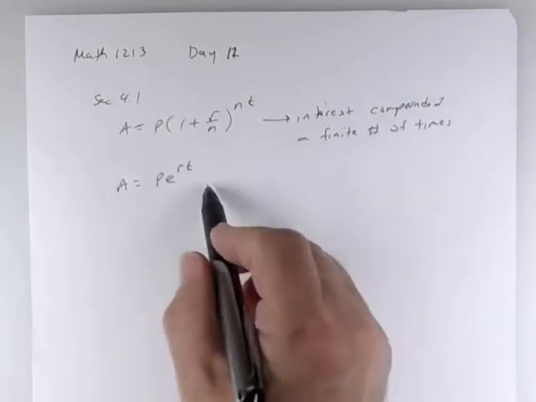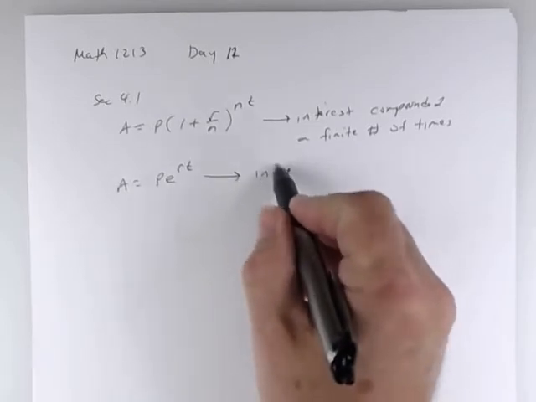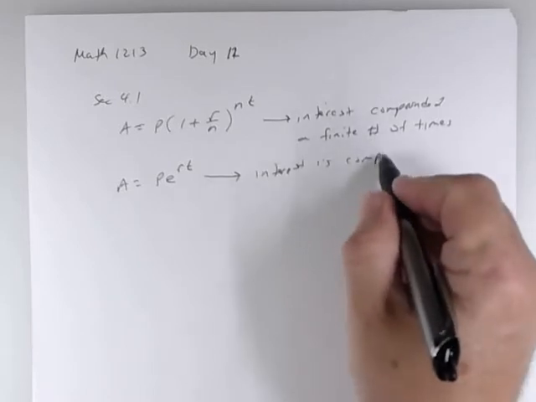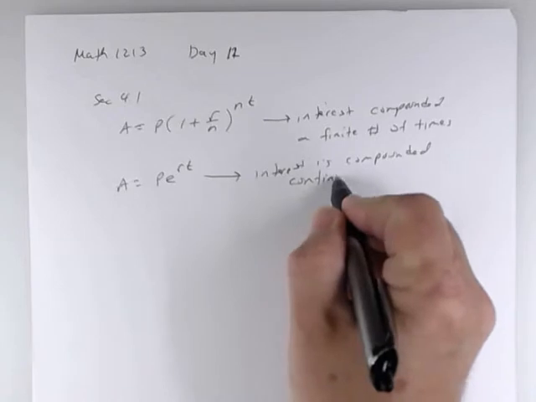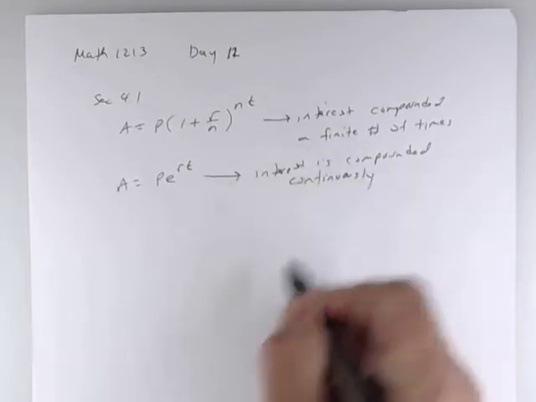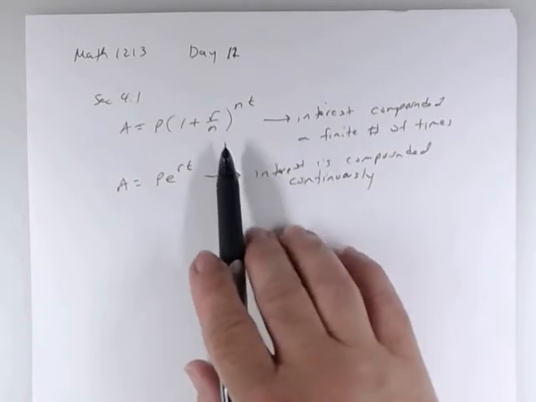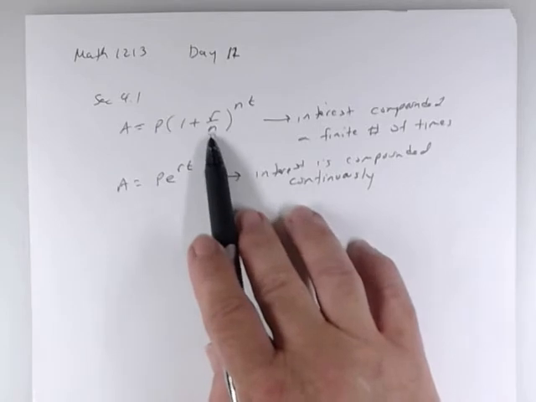And when you use this one, when the interest is what? It must say what words? Continuously, yeah. All right. So this one is compounded a finite number of times, hence the letter N. What does N stand for? Do you remember?